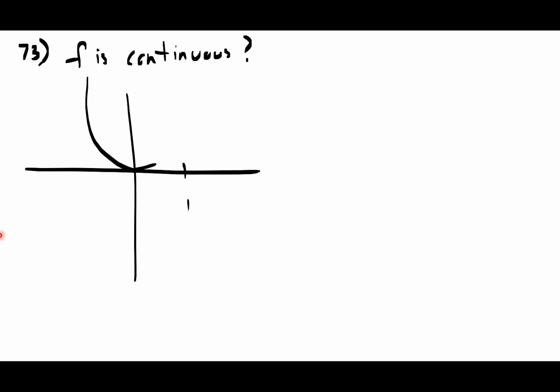Okay, 73. F of x is continuous. Yes, I believe so. Right? Is it? Yeah. F of x is continuous.